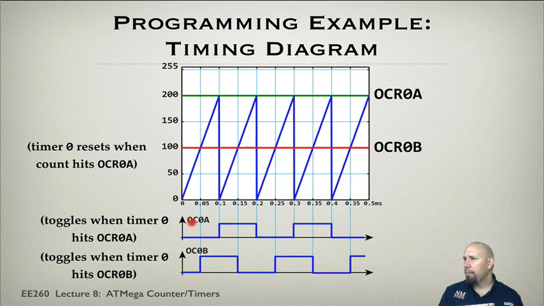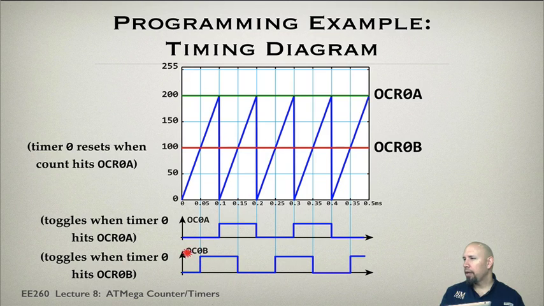So here's output compare bit A, here's output compare bit B. Our output compare bit A is going to toggle every time we reset to 0. So here it's 0, it becomes 1, it's 1, it becomes 0, and so forth. So it toggles, and this overall period now, you can see, is 0.2 milliseconds. So that has the desired period we're looking for.